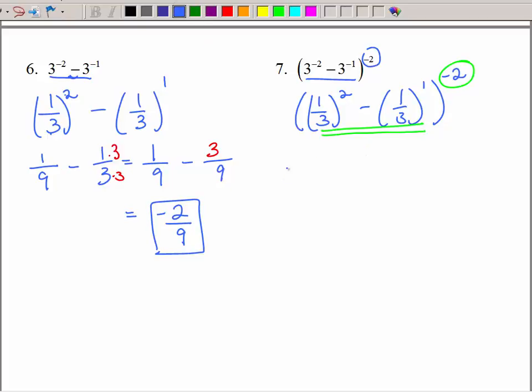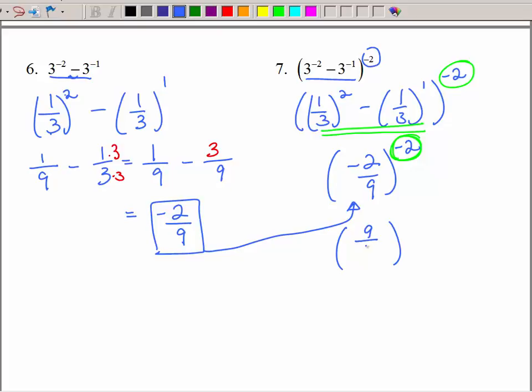Now since I've already done that on problem number 6, I'm going to skip some steps and just put that answer here. So I know that's negative 2/9, but that's still raised to the negative 2 power. Now how do I make that exponent positive? Again, take the reciprocal of the base. It stays negative. Taking the reciprocal of the base does not change its sign, but I am going to change the sign of the exponent.